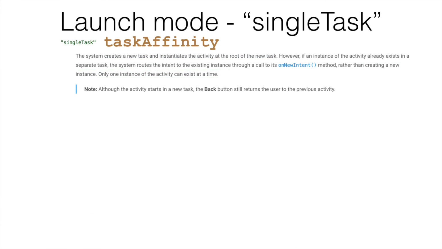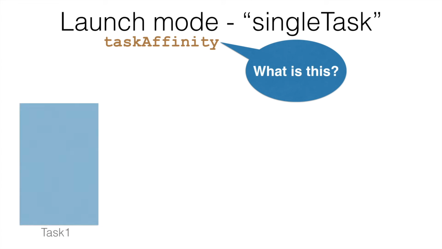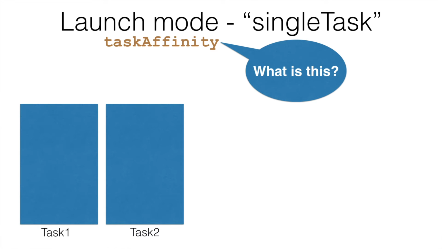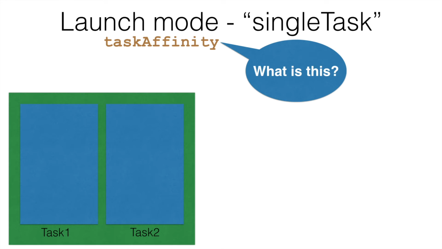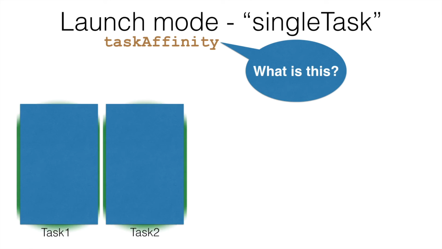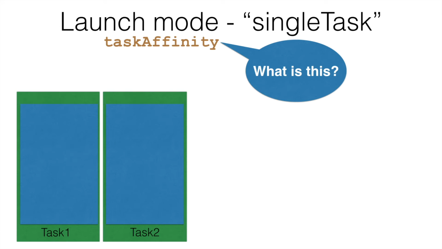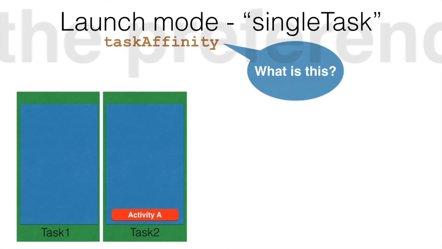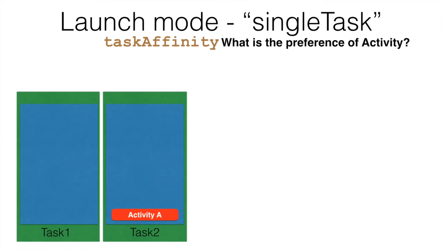Now the question is, what is this task affinity? Assume that you have 2 tasks. Both of these tasks can belong to the same application, or it is quite possible that task 1 and task 2 actually belong to 2 different applications. And now when you want to launch an activity, say activity A, it can either be part of task 1 or it can be launched as part of task 2. So basically what it boils down to is the preference of the activity in terms of which task it wants to be associated with. That is the task affinity of the activity.